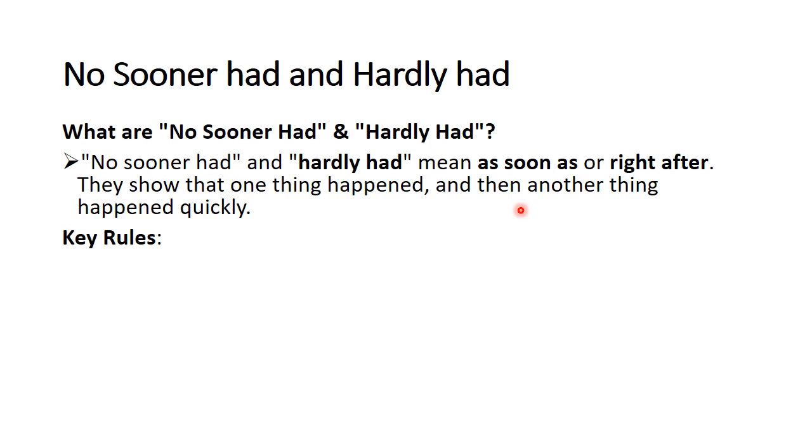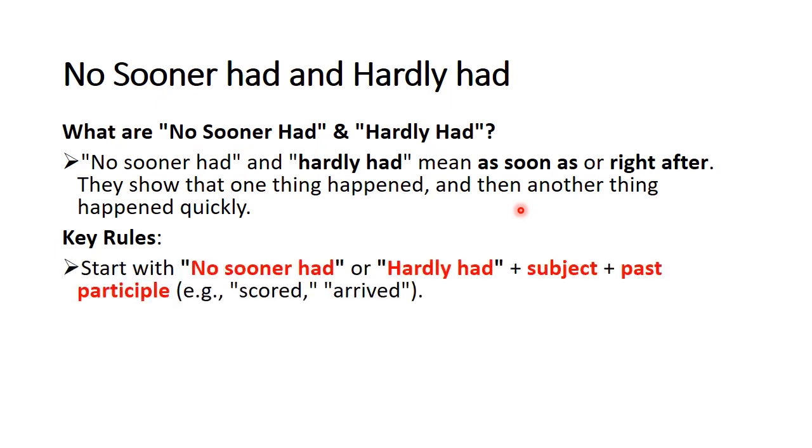So here are some key rules to keep in mind when using no sooner had and hardly had. You have to start with no sooner had or hardly had. These two words are followed by the subject. The subject is the main content of the sentence.